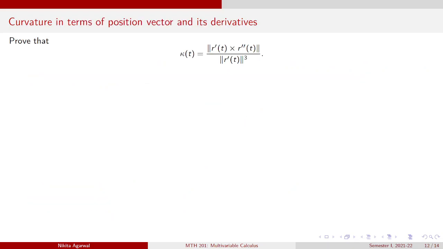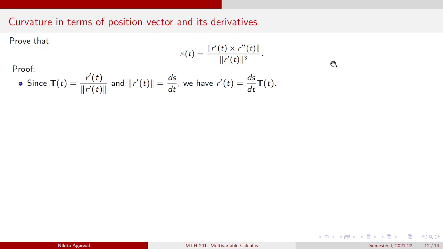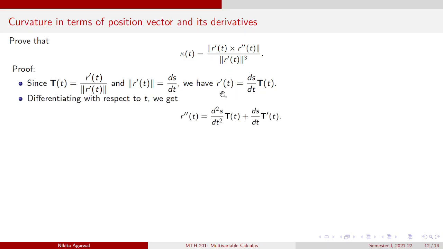You have another formula for curvature in terms of the position vector and its derivatives, and this is the formula which we will now prove. So T(t) is equal to r'(t) by the norm of r'(t), right? By definition. And the norm of r'(t) is ds/dt. So putting these two things together, r'(t) becomes ds/dt times T(t), right? Now you differentiate this equation with respect to t.